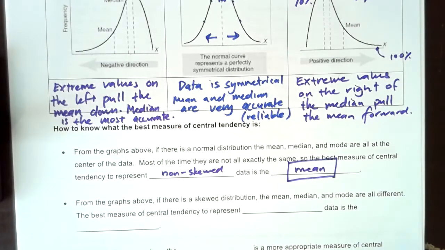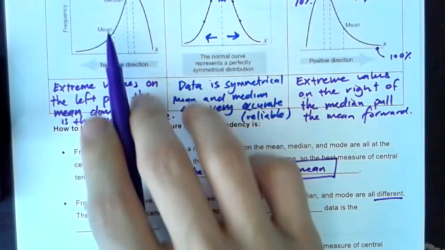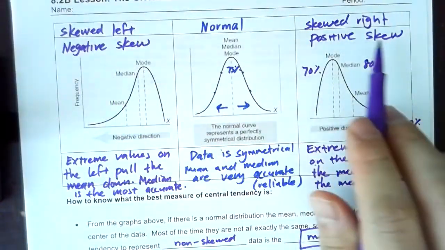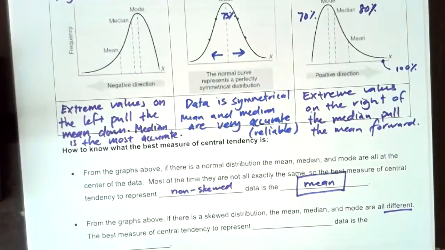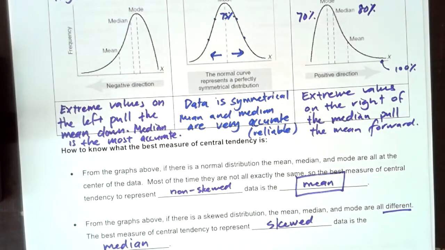Okay. From the graphs above, if there is a skewed distribution, the mean, median, and mode are all different, right? You can see how they're all different from this picture, and they're all different here. The best measure of central tendency then to represent data that is skewed is no longer the mean. It's no longer the mean. It is now the median. The number directly in the middle is more reliable than the average if you have extreme values, right?